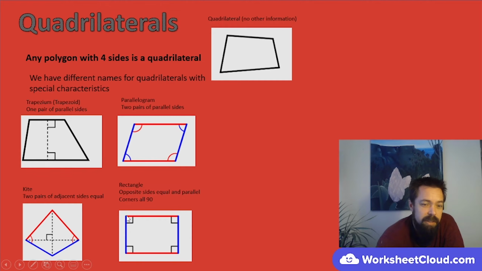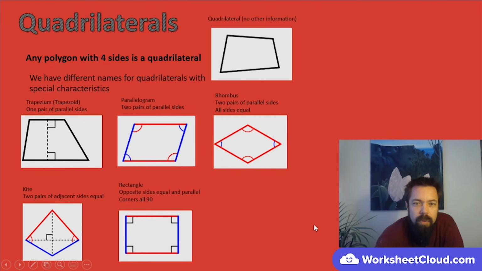So with a rectangle, as you should know from working with rectangles in area, these two sides are equal, and they are also parallel. These two sides are equal and parallel, and all of the corners are 90 degrees. So really the only big difference between these two is that with a rectangle, the corners are 90, like the corner of a page.